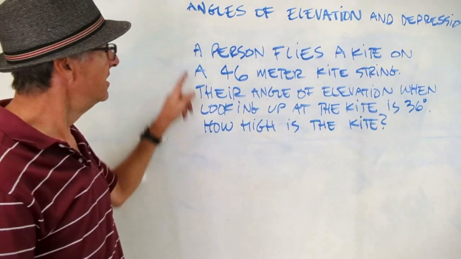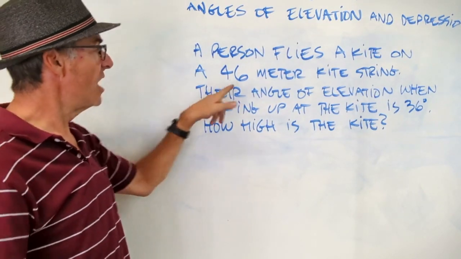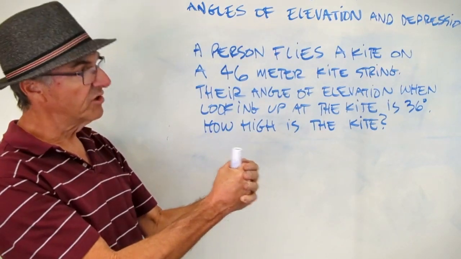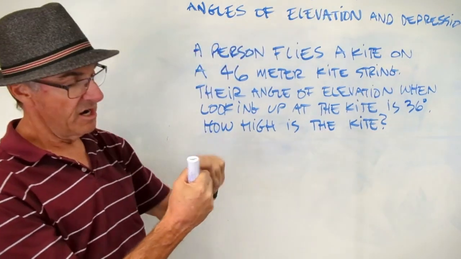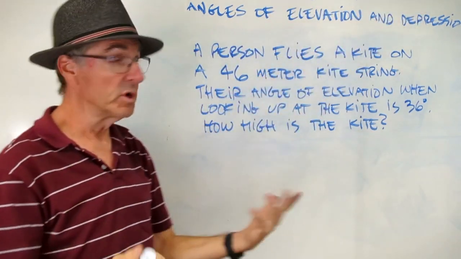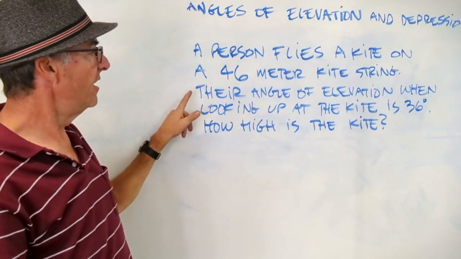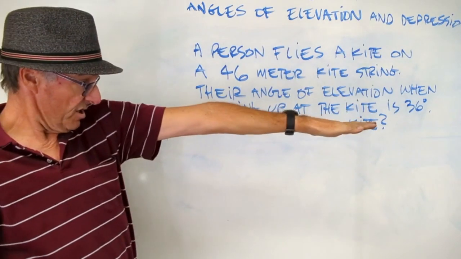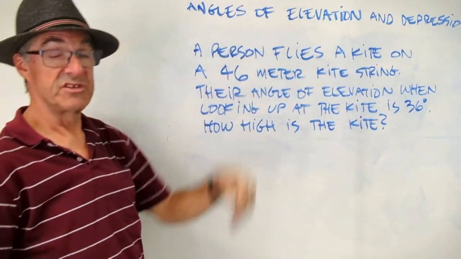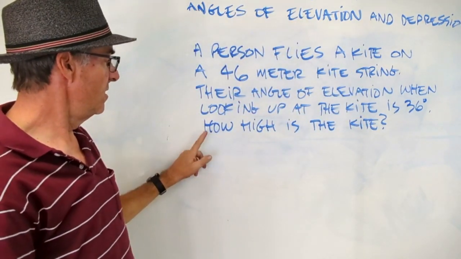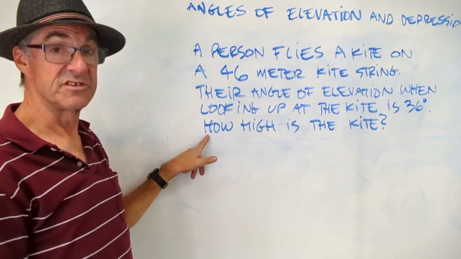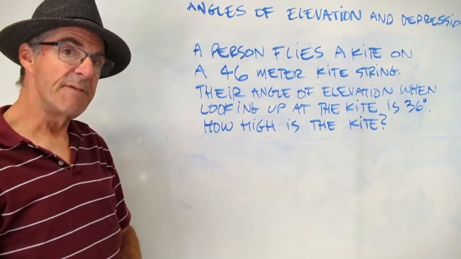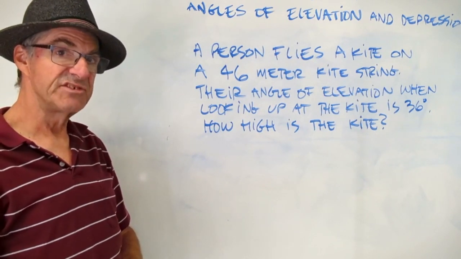So here's our problem. There's a person flying a kite on a string that's 46 meters long. So they're holding this string, the kite's up there in the air, and the string from them to the kite is 46 meters long. Their angle of elevation when looking up at the kite is 36 degrees. So they're looking up at 36 degrees to the kite. How high is the kite? So pause the video and make a geometrical diagram showing that situation.